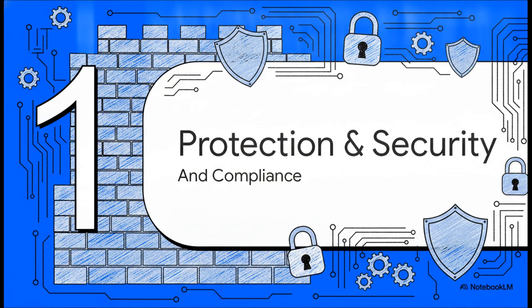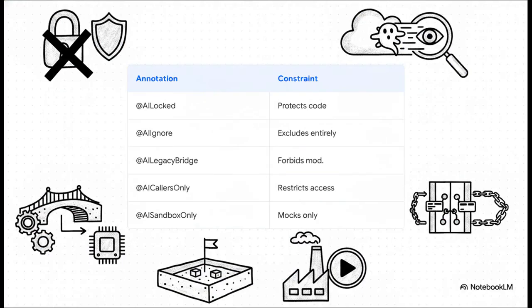All right, Section 1, Protection, Security, and Compliance. Let's see how VibeTags basically builds a fortress around your most sensitive code, starting with some basic access control. Let's look at our core protection tags. These give you the power to explicitly control AI access. We have @AILocked, which flat out prevents any modifications to critical code, like your crypto algorithms. Then there's @AIIgnore, which just hides generated or deprecated files from the AI entirely.